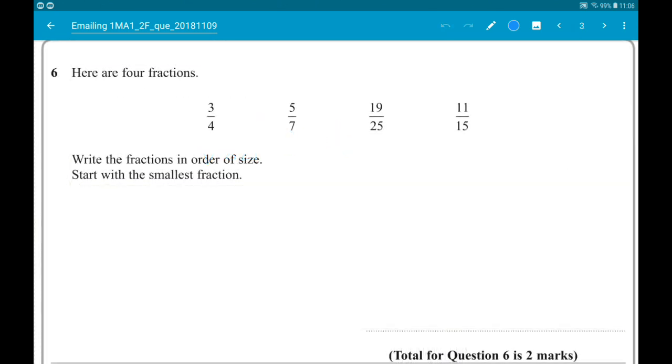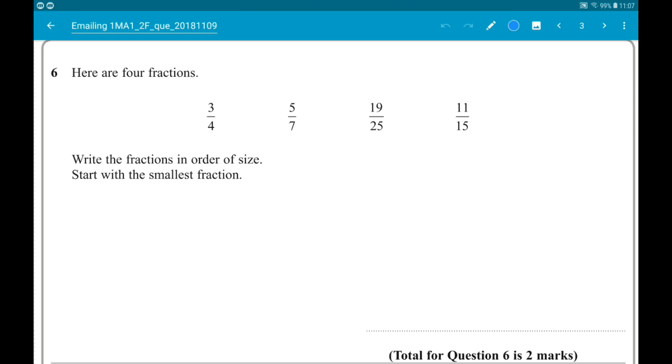Okay, number 6, here are 4 fractions, so we have 3 quarters, 5 sevenths, 19 25ths, and 11 15ths. We want to write the fractions in order of size, starting with the smallest. So, because they all have different numbers on the bottom, what we're really going to need to do here is turn each one into a decimal.